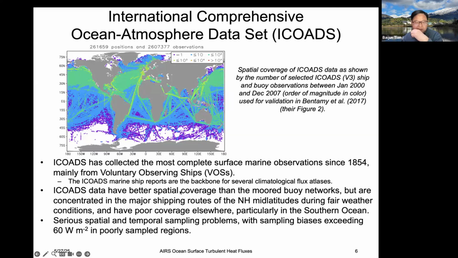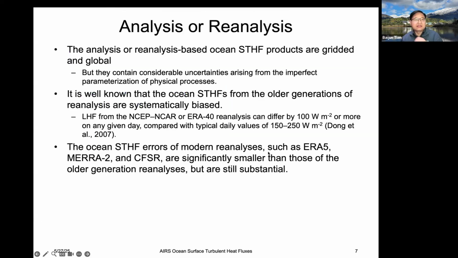In some regions, especially poorly sampled regions, the sampling bias can be as large as 60 watts per meter squared. The second data source for the heat flux is the analysis or reanalysis dataset. This kind of dataset is good. It's global, gridded, and easy to use.